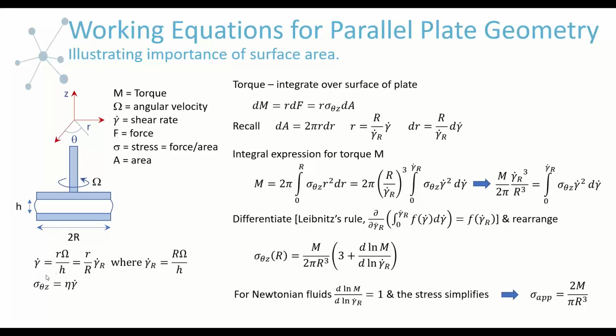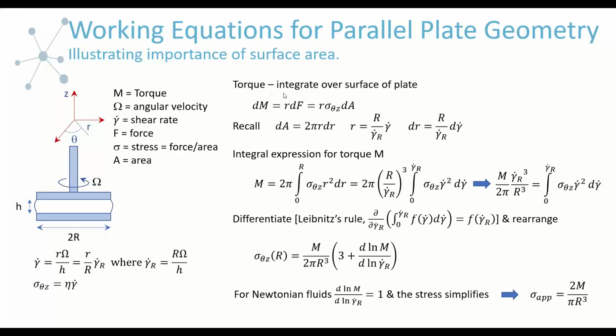The shear rate comes about pretty easily. Basically, we're just taking the linear velocity, which is r times the angular velocity, r just being the radial position. Here is our coordinate system up here, it's cylindrical coordinates, divided by the gap height. This little rearrangement and definition of shear rate at the edge is just introduced here because it's used in the derivation where we change variables.